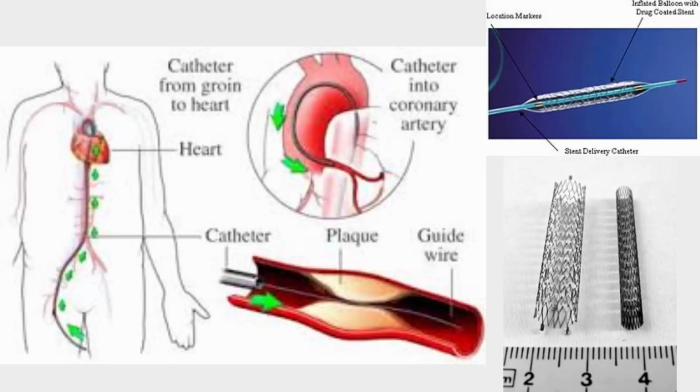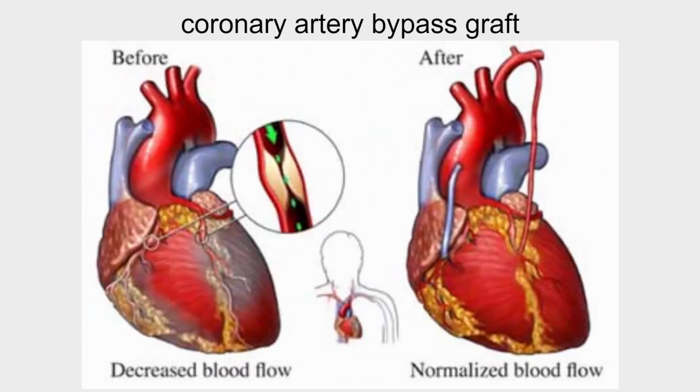So typically, if a person has a coronary artery narrowing, they would try a stent like this first. It's less invasive. They're just putting it in through this wire. If a person needed more extensive treatment, they could do bypass surgery, coronary bypass.